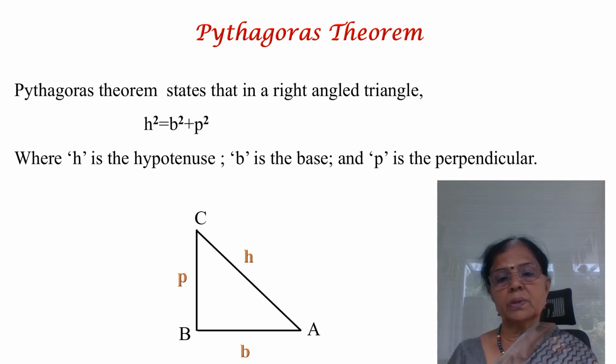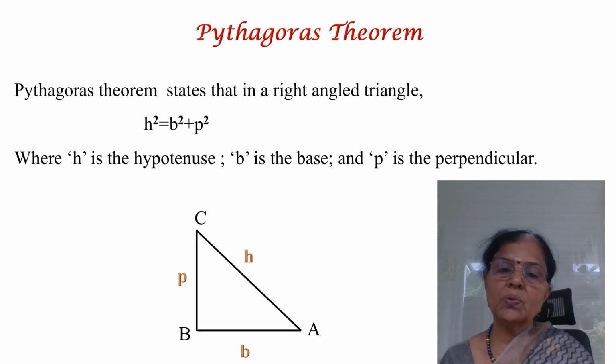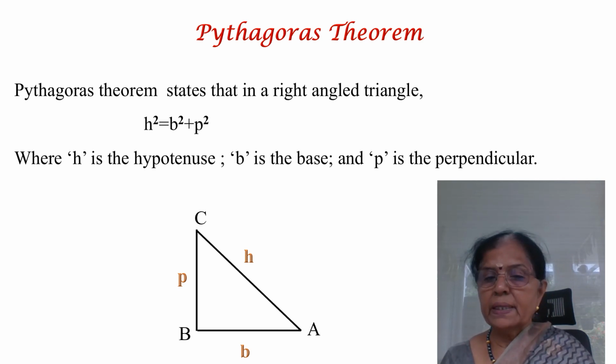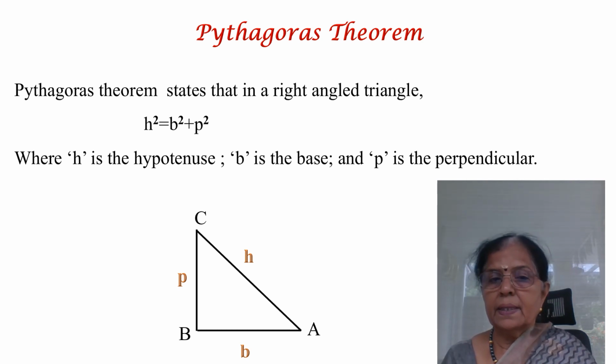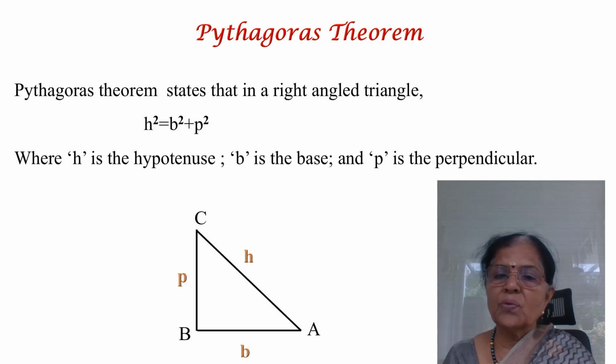Before going into problems, you should know one more thing, the Pythagoras theorem, because many of the problems involving distance will use it. So what is the Pythagoras theorem? It says that the square of the length of the hypotenuse equals the sum of the squares of the lengths of the other 2 sides.